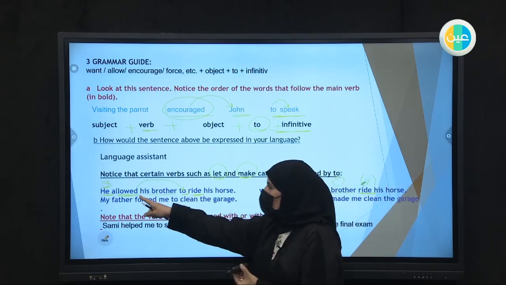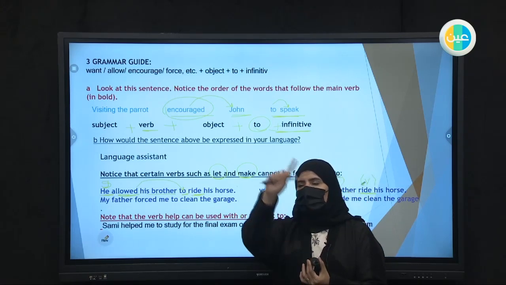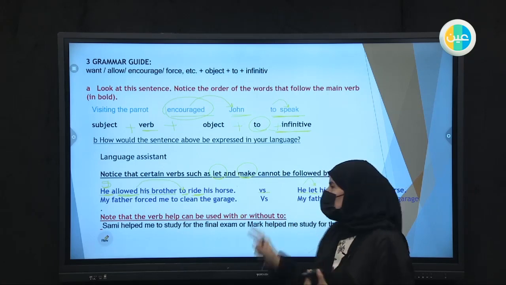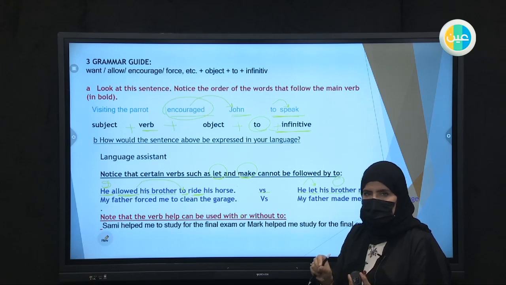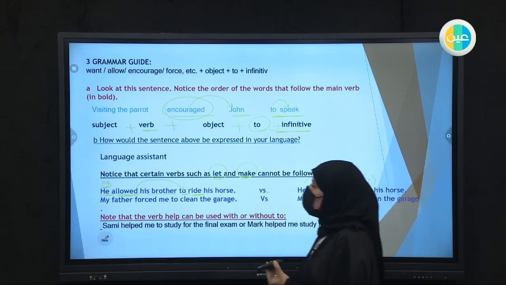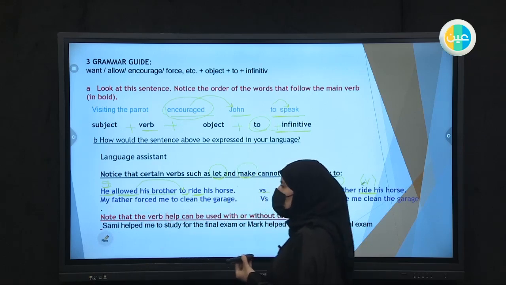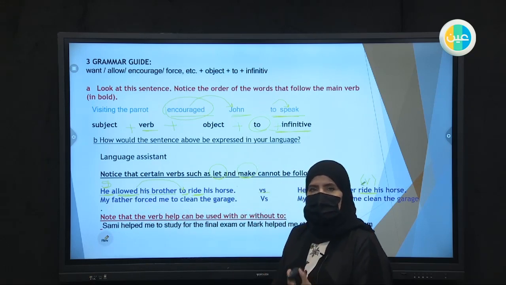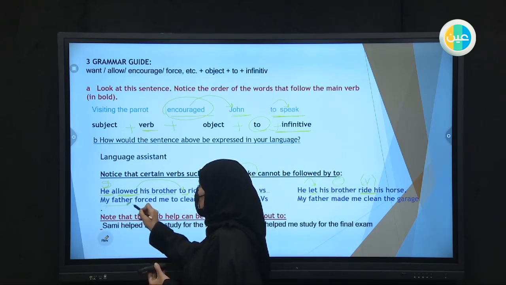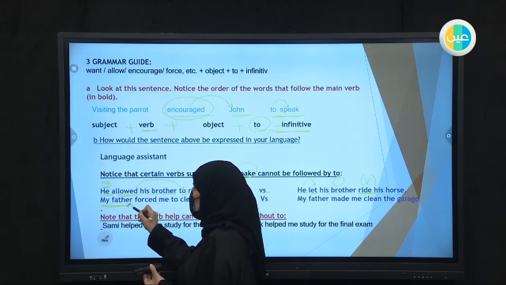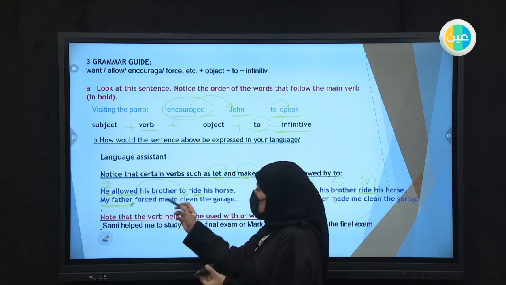هنا استخدمنا allow. ومعنى استخدمنا allow إيش قالت القاعدة؟ When we use allow, we have to use to. But here, because we use let, no need to add to. Okay? Look at the other sentence here. My father forced me to clean the garage. Let's see the parts of speech here. My father is what? The subject, الفاعل. What follows after the subject?